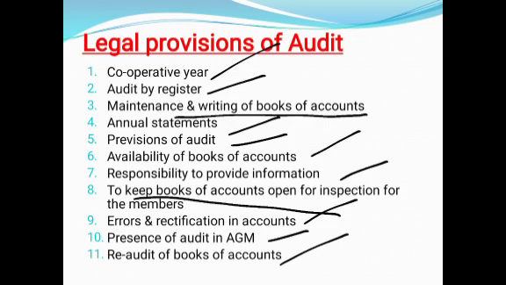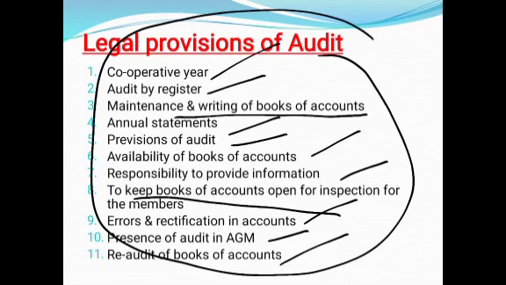Then re-audit of the books of account. If you want a rectification, or if any errors were made in the audit, then you can send the books of account again for re-audit if you have any corrections or mistakes from the auditing process. So these are all the provisions of auditing, which should be maintained very carefully. This is the theoretical pattern of cooperative society accounting.